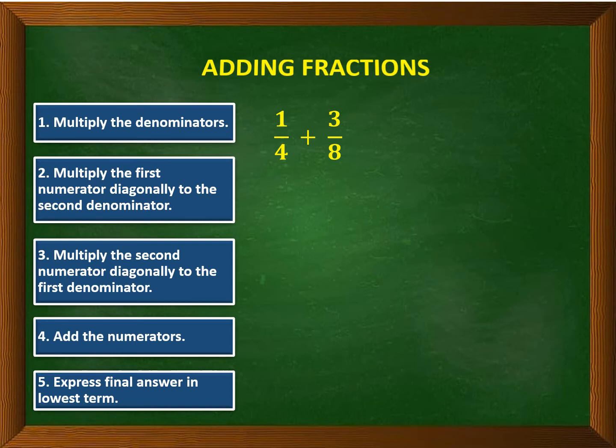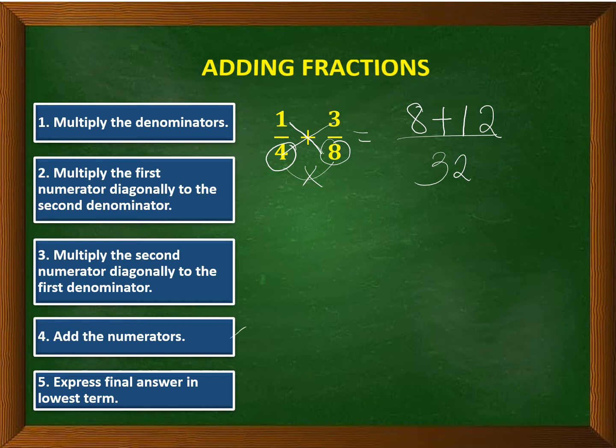All right, let's check together. So the first step is to multiply the denominators. So 4 times 8 will give us 32. Then multiply diagonally the first numerator to the second denominator, or let us cross multiply. So 1 times 8 is 8. Copy the symbol, which is plus. Then 3 times 4 is 12.